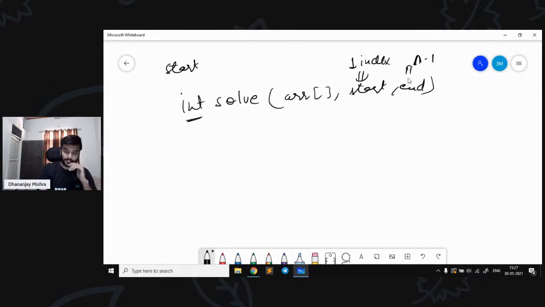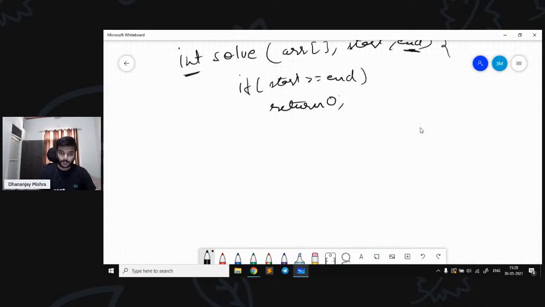I will remind you again why it will not work if I keep it to n minus 1. This is correct, but I will tell you why we cannot iterate till n minus 1. I hope the initial parameters are clear to you. Now how will the recursion body look? First of all, we have a base condition. If my start is greater than or equal to end, I have to return 0. Up till now it's clear.